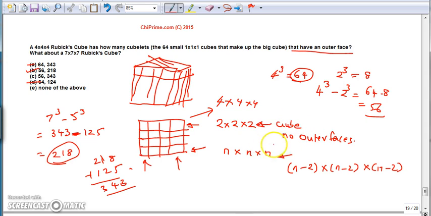Now, this is an example of a problem where you start with a small, simple idea, and then you expand it. So for example here, it would be useful to start with a 3 by 3 by 3, work your way up to a 4 by 4 by 4, and then extrapolate from there to solve for a 7 by 7 by 7.